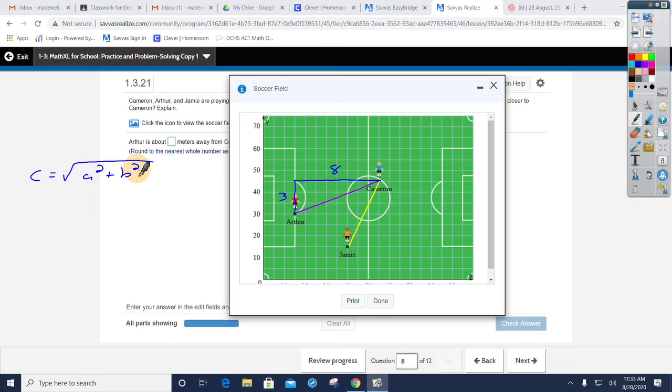And let's fill it in. So a would be 8. So it'll be 8 squared plus 3 squared. So that would be 64 plus 9, which would be 73. So square root of 73, let's do that and just see what that is. Now it looks like we're rounding to the nearest whole number. So again, we'll round that. So if I take the square root of 73, I get 8.5, which should round up to 9.